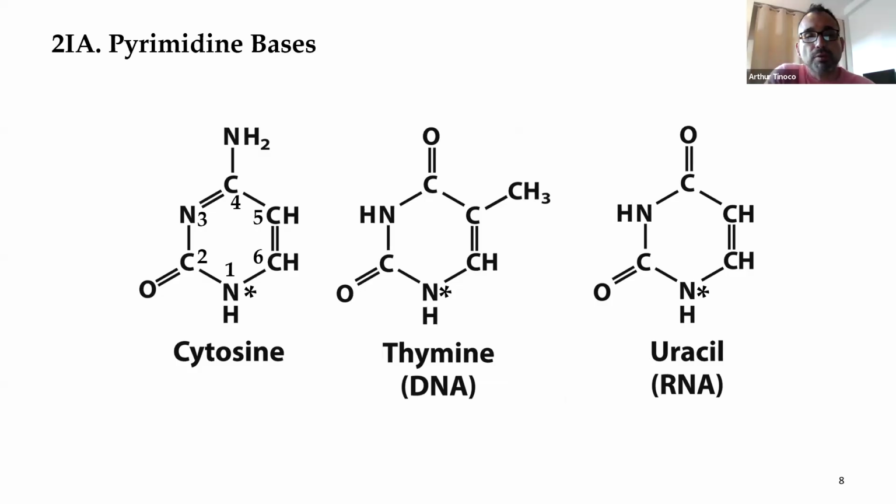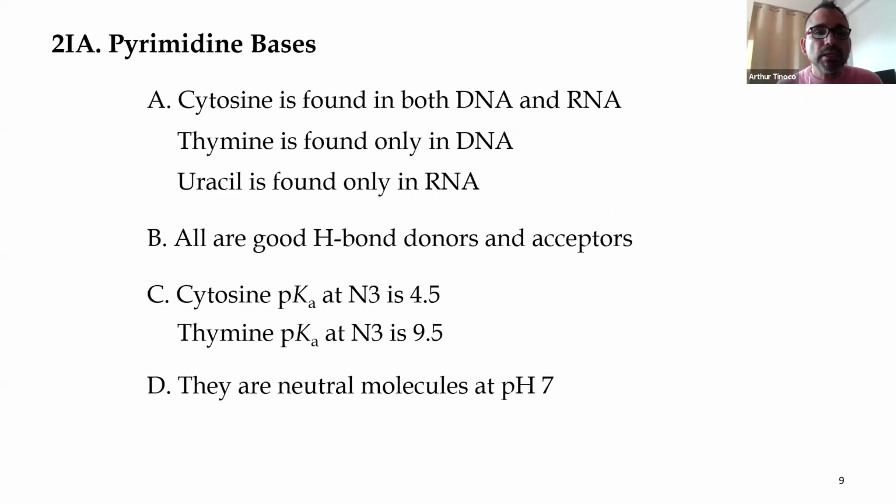These are representatives of the pyrimidine bases: cytosine, thymine, uracil. Some are commonly observed in DNA and others in RNA structures. Cytosine is found in both DNA and RNA, thymine is found only in DNA, and uracil is found only in RNA. A critical component of these structures, besides the planarity, is that they serve as very good hydrogen bond donors and acceptors. And so that is a big component in how these contribute to the formation of nucleic acid structure.